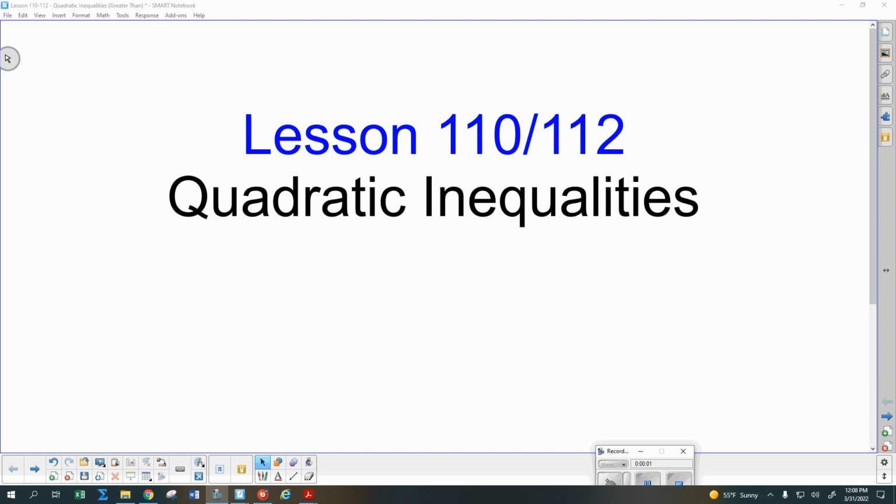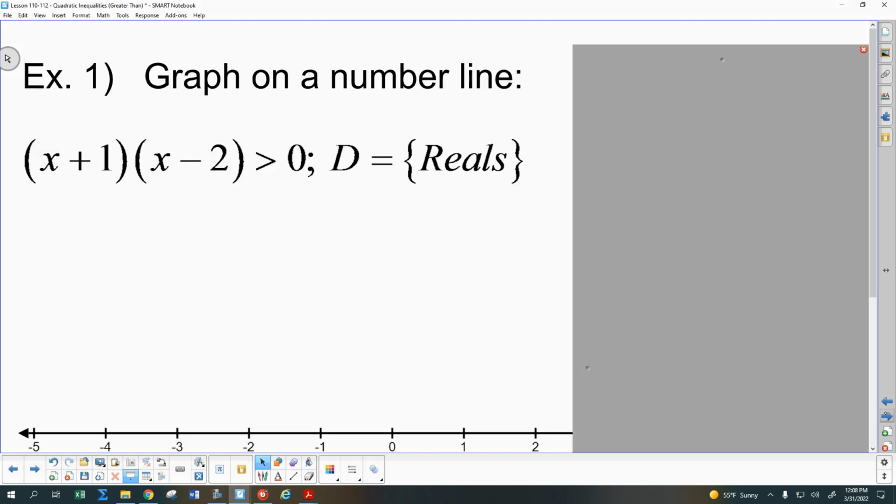So today we combine lessons 110 and 112, which are both on quadratic inequalities. So we're going to have something with x squared and something with x. And instead of equals, we're going to have greater than or less than or greater than or equal, those kinds of inequality symbols written in there. We can do these with reals and with integers, and we are going to draw a graph of the solutions on a number line.